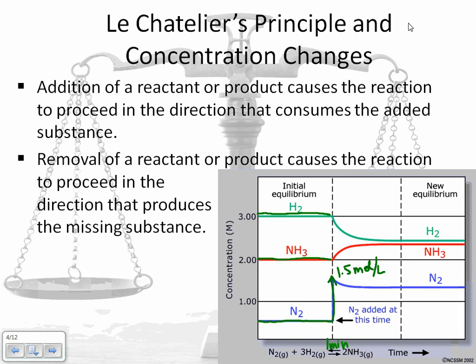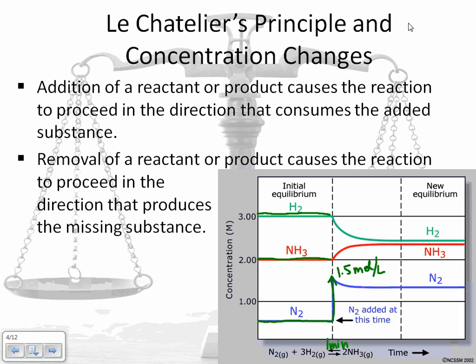Now what's going to happen? The equilibrium is going to have to shift again. And we're going to have to shift in the direction that will consume or get rid of that added reactant. Because I've added N2, Le Chatelier's principle says I'm going to have the reaction happen to get rid of that extra N2, so do the opposite of what I've just done.